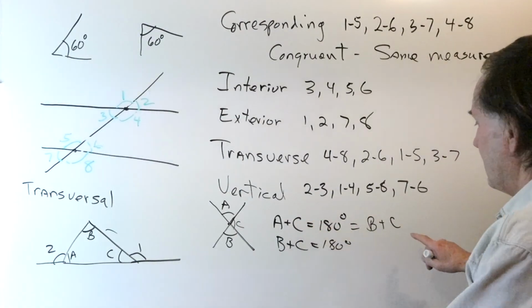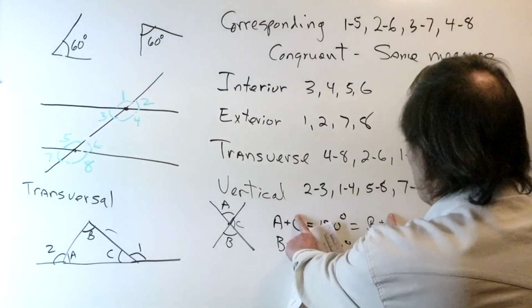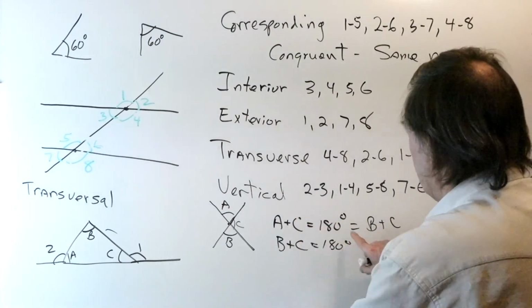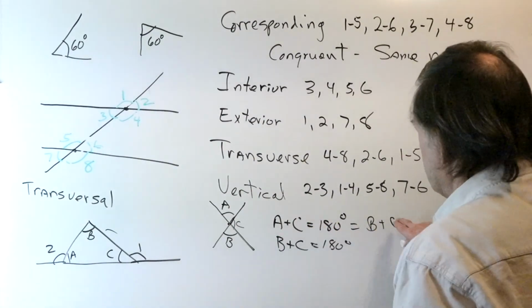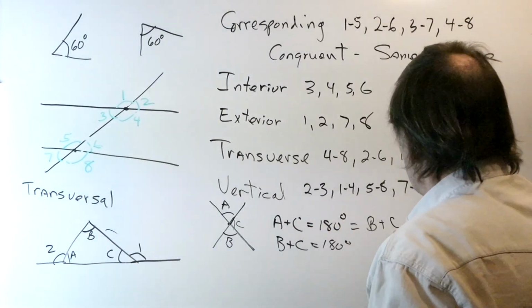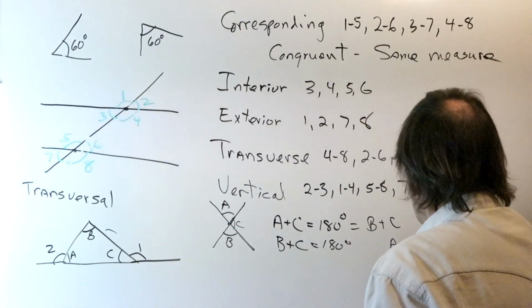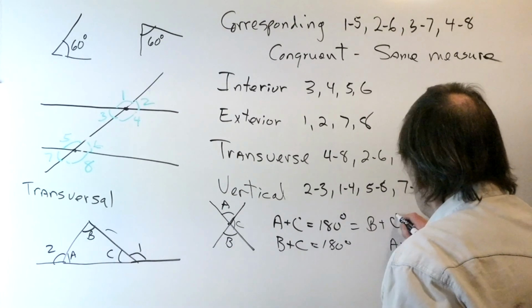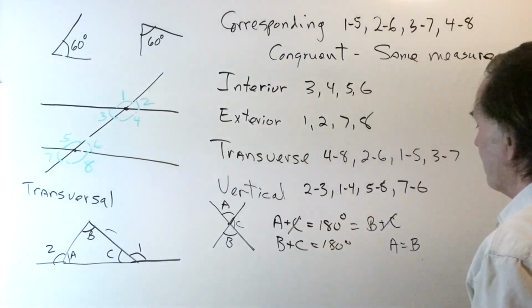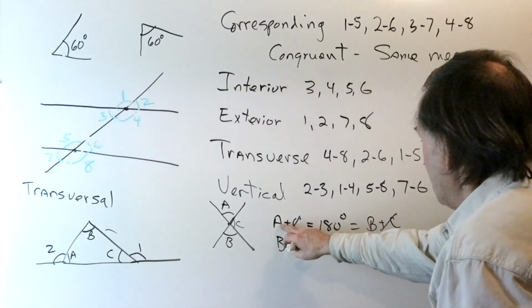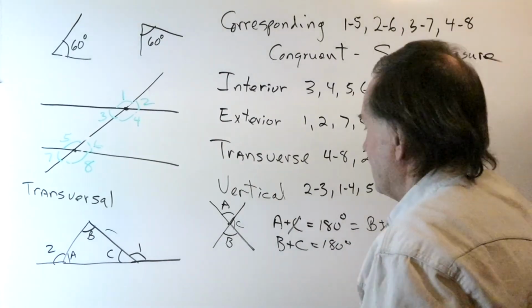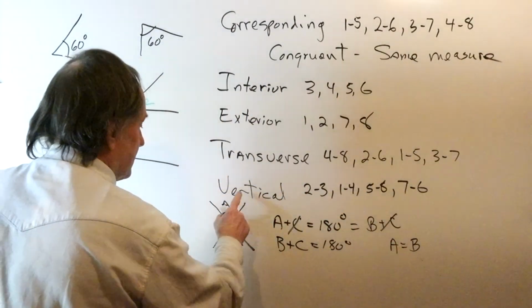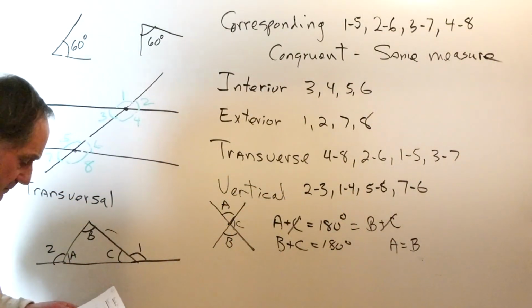Well, we can eliminate the C on both sides. It's not affecting the overall equality here. So from this we conclude that A equals B. We can cancel out the C on both sides. So we get A is equal to B. So vertical angles are congruent. They're equal in measure.